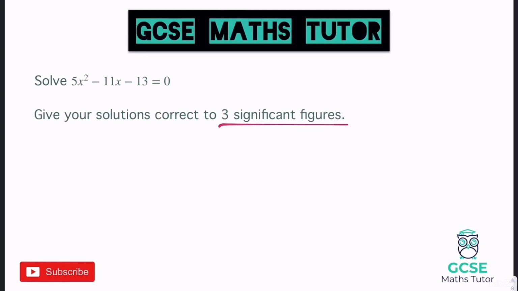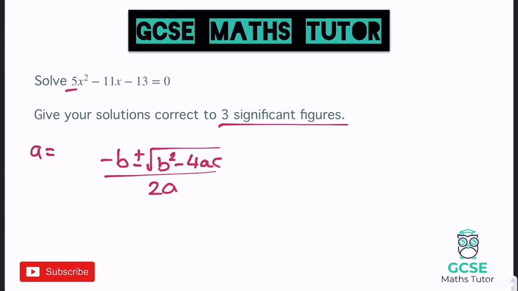So one that you need to remember, you've got minus b, plus and minus the square root of b squared minus 4ac, all over 2a. And then what I do straight away is I write down the values of a, b and c. So a is 5, the one in front of x squared. So a equals 5.